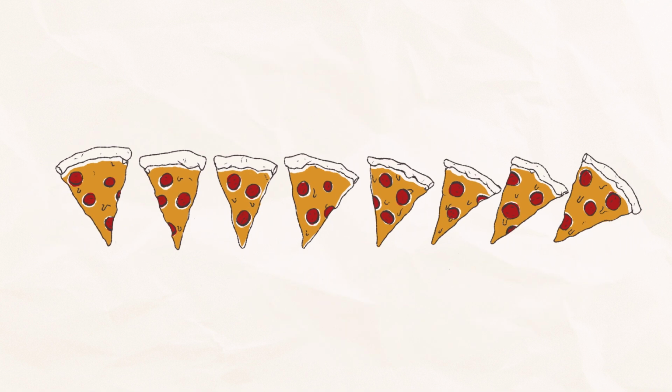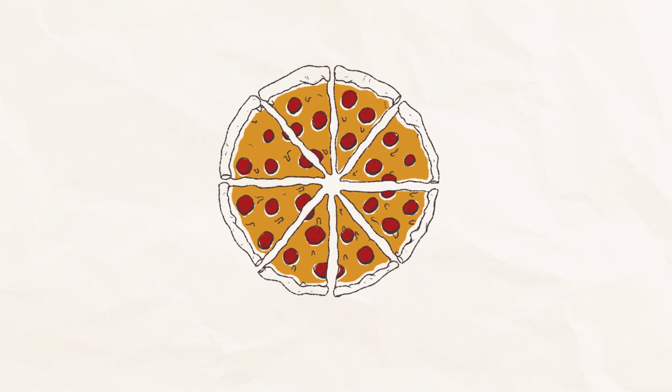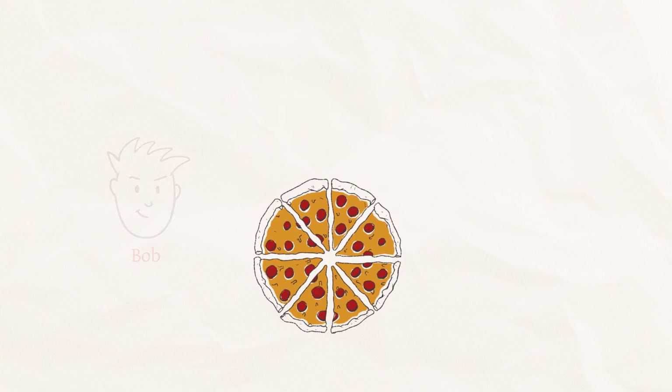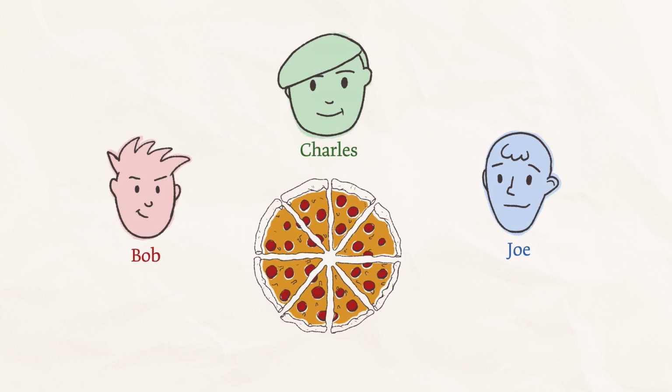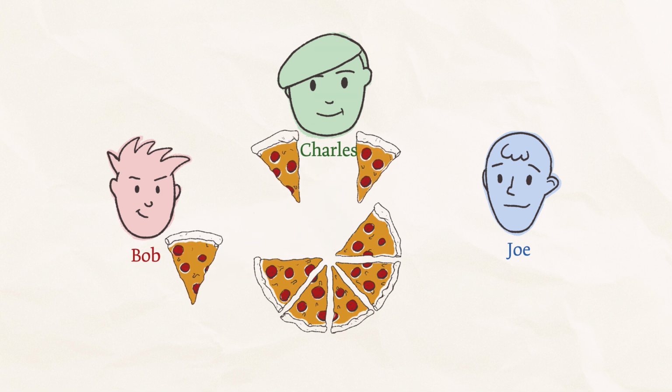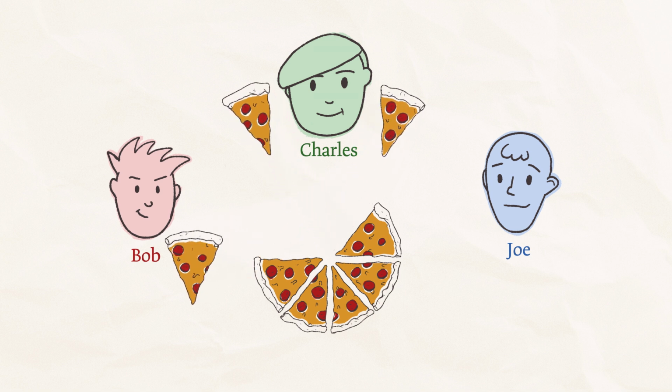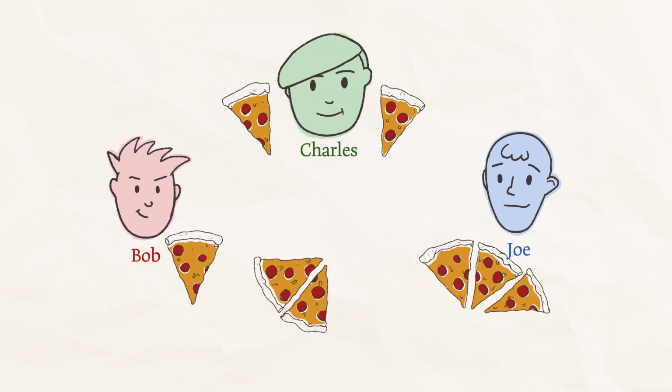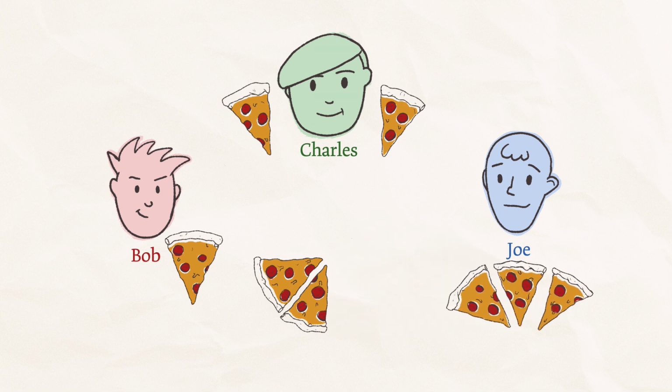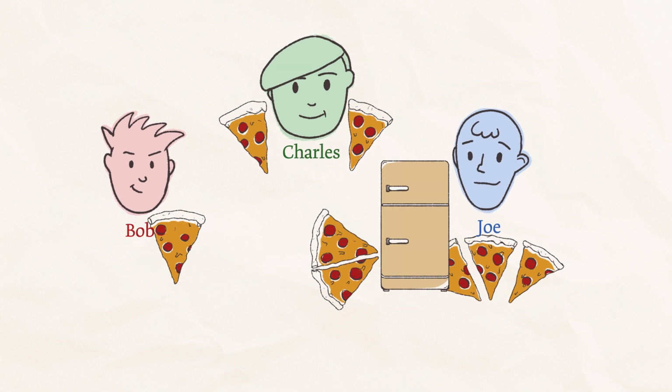Now that we've got our pizza all sliced up, it's time to divvy it up. Bob, Charles, and Joe are going to share this pizza. Bob gets 1 slice of the 8 slices. Charles gets 2 slices of the 8 slices. And Joe gets 3 slices of the 8 slices. There are 2 slices left, which go into the fridge for later.